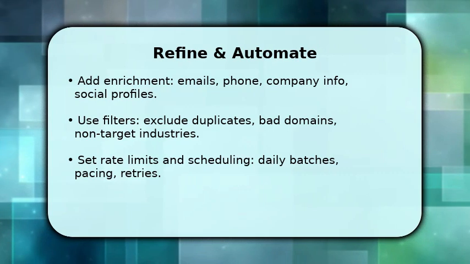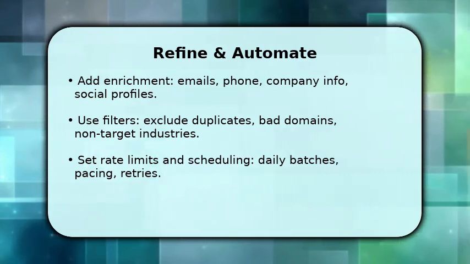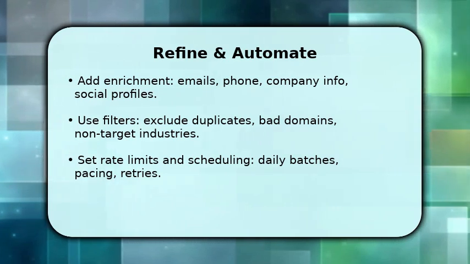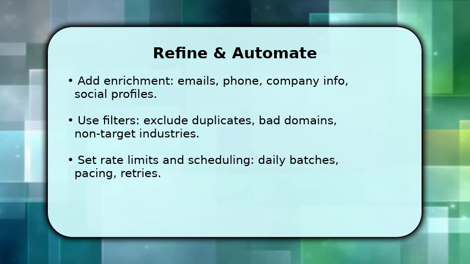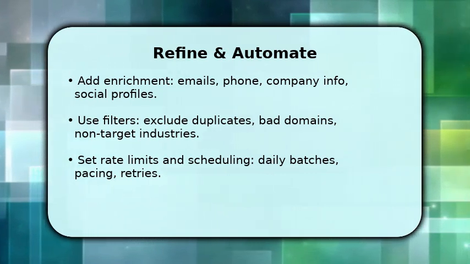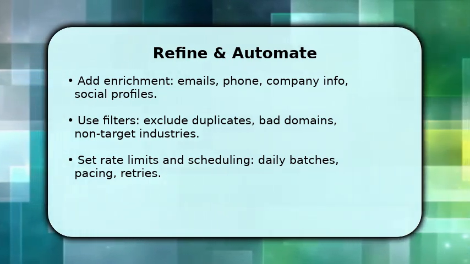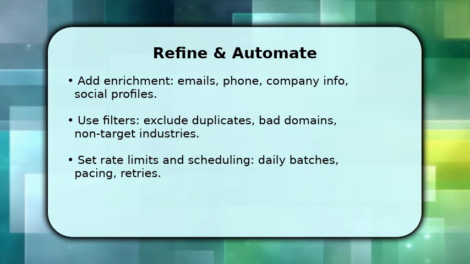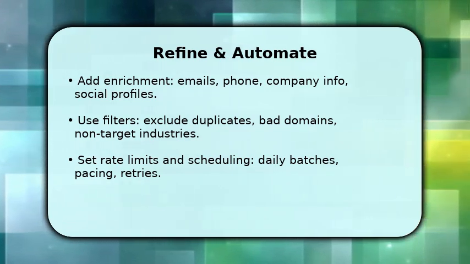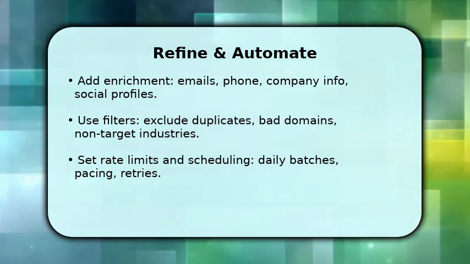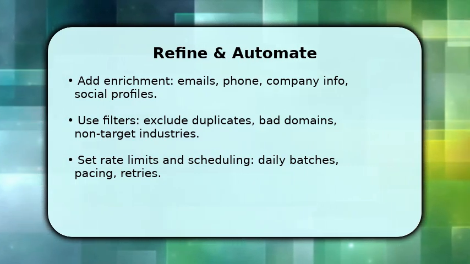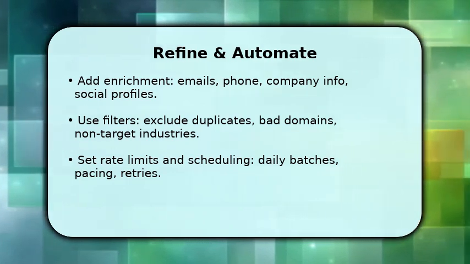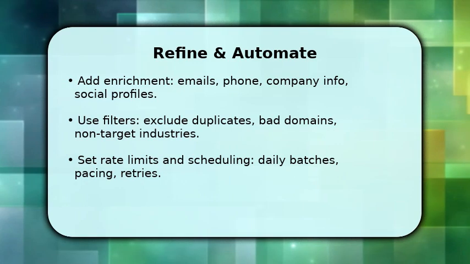Once the basic pipeline runs, focus on enrichment and filtering to improve conversion. You'll add steps that append emails, phone numbers, company details, and social links. This increases contactability. Then apply filters to remove duplicates, bad domains, or non-target industries so your outbound isn't wasted. Make sure to set rate limits and schedule batches daily or hourly to avoid API blocks and lower bounce rates. Fine-tuning these middle steps makes your Clay lead generation reliable and scalable.